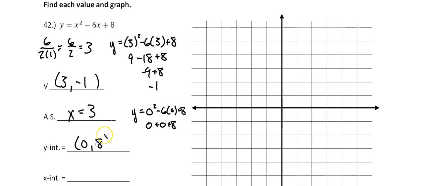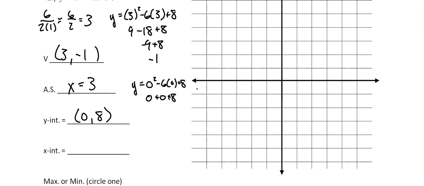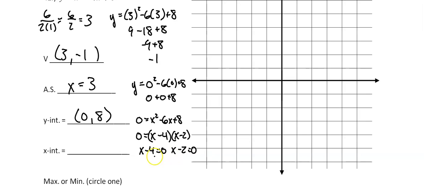Okay. And then the x-intercepts, I have to plug a 0 in for y this time. If I plug a 0 in for y, I get 0 equals x squared minus 6x plus 8. I have to solve this by factoring. This guy factors into x minus 4 and x minus 2. And then I set each factor equal to 0. x minus 4 equals 0, x minus 2 equals 0. And I solve each. Here I add the 4, here I add the 2. So we get two x-intercepts. One's (4, 0), and the other one's (2, 0).